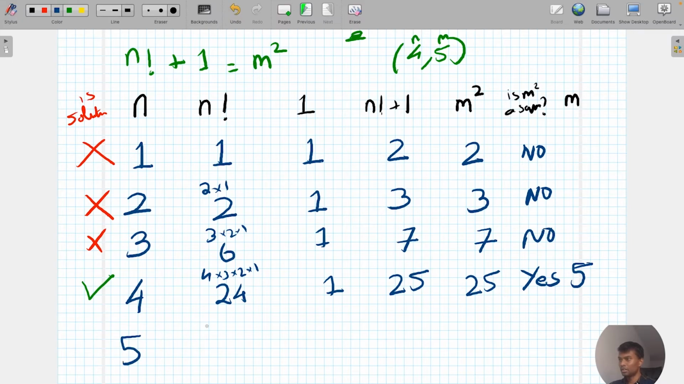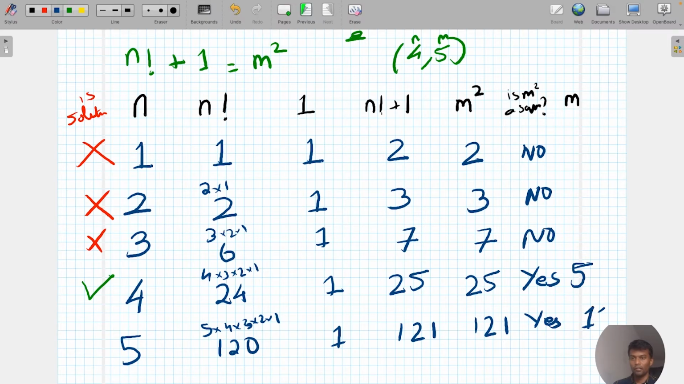We have 5 here. This is again 5 into 4 into 3 into 2 into 1, which gives us 20 into 6, 120, and we have plus 1, and we have 121 here. Again we have 121. Now 121 is a square number. Yes, it is a square number, and we have 11 here. Right? As you can see, this is where the 121 comes into play.